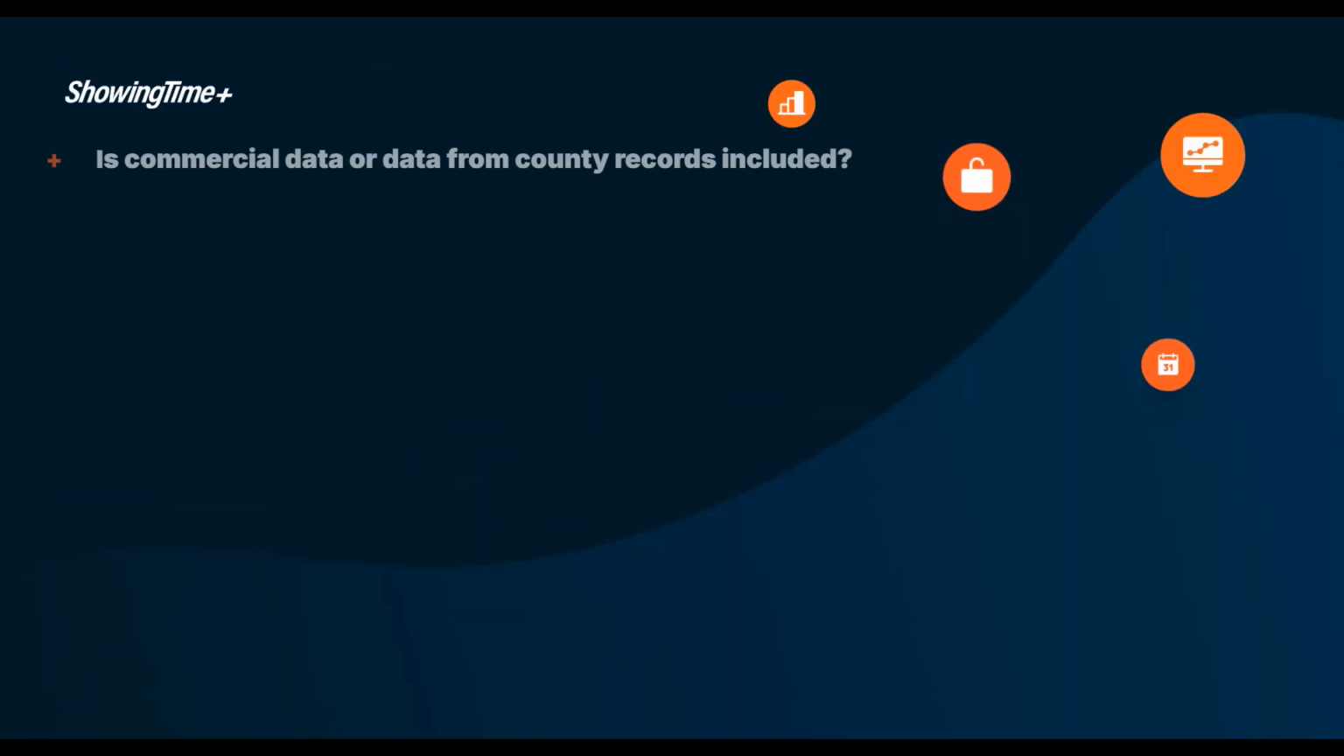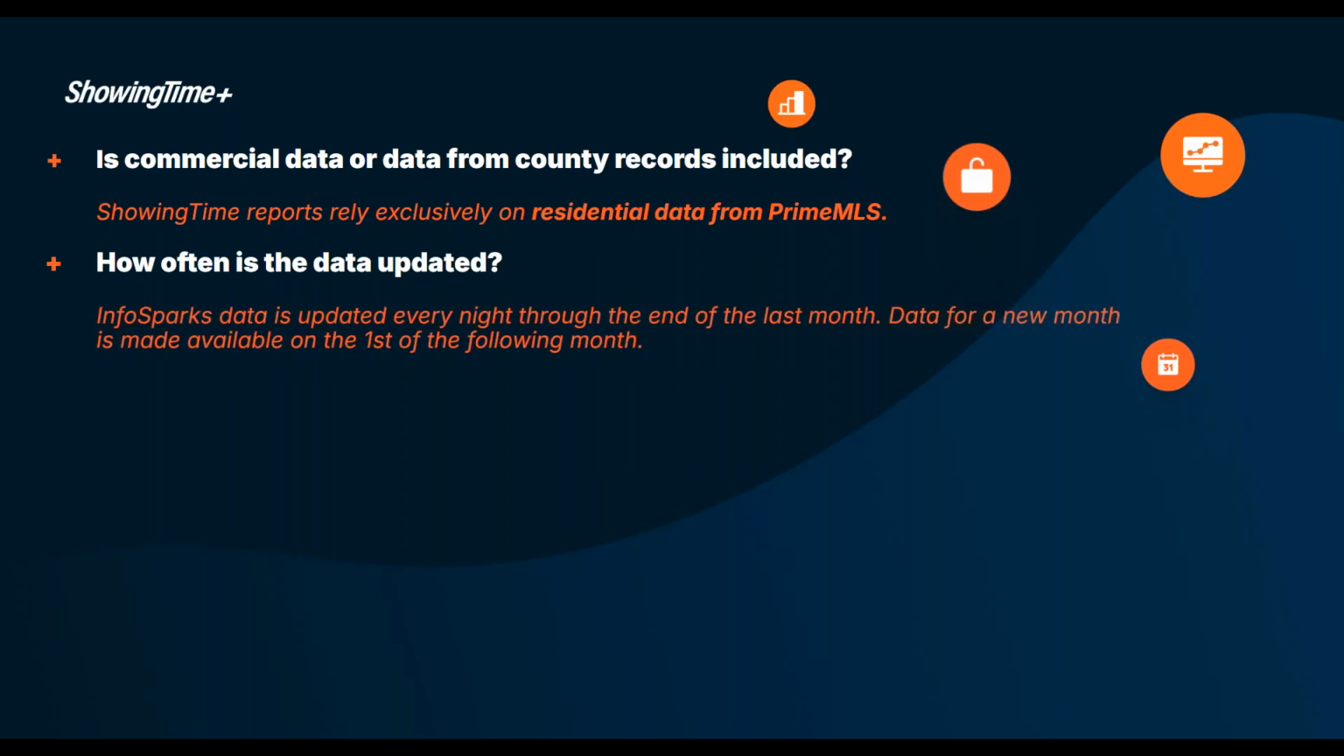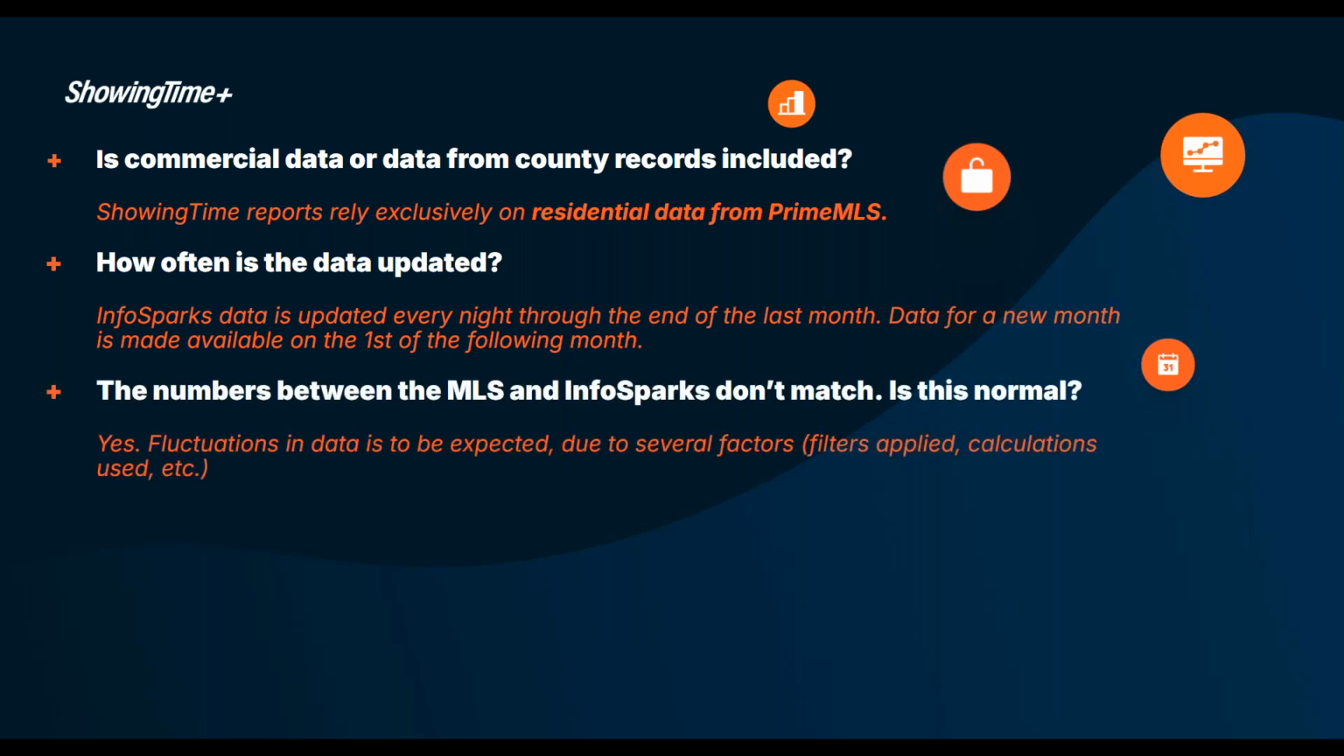Now, some frequently asked questions we get. This is not commercial data or county records data or rental data. This is PrimeMLS residential real estate data. Data is updated every single night through the end of the last month. We are still updating data through the end of May 31st. Data for June is going to be available on July 1st. Data for July will be on August 1st, and so on.